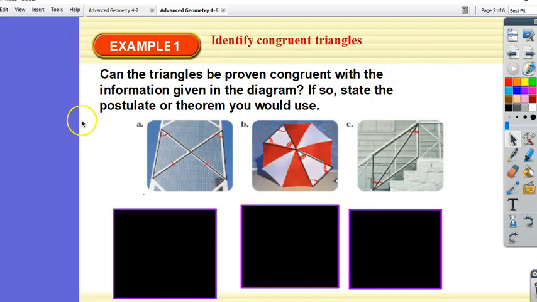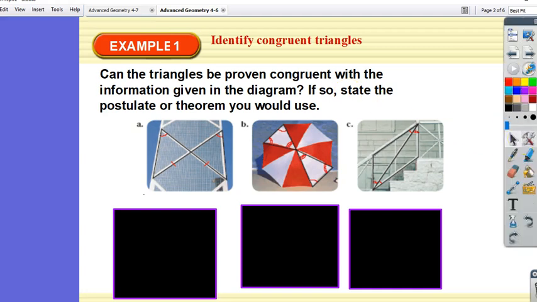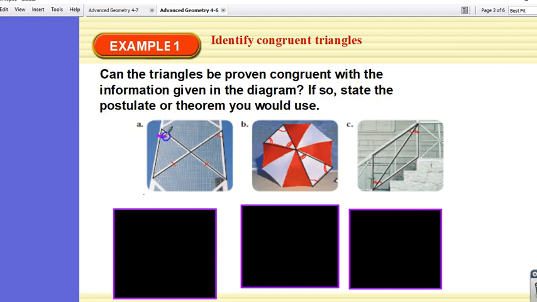Alright, so identify congruent triangles. Can the triangles be proven congruent with the information given in the diagram? If so, state the postulate or theorem you would use. So on A, we have... I'm going to darken these. There's an arc mark here and an arc mark here, so we know those angles are equal. There's a tick mark here and here, so we know that those are equal.